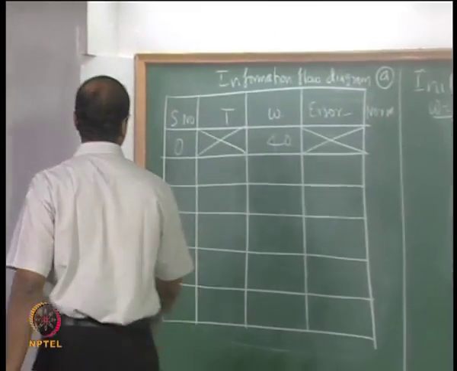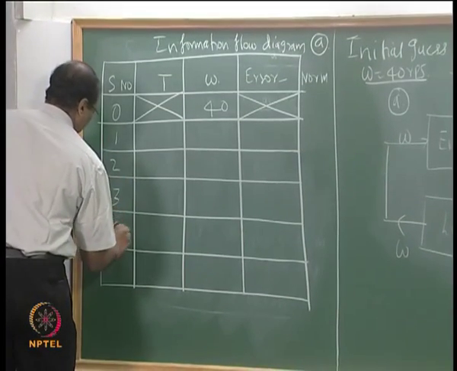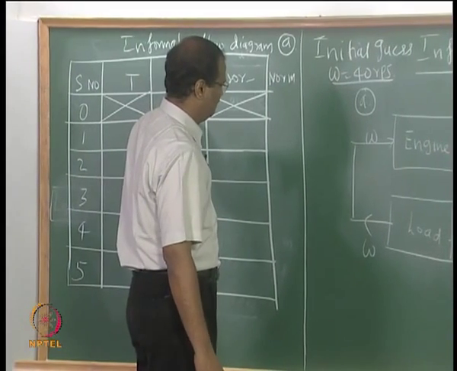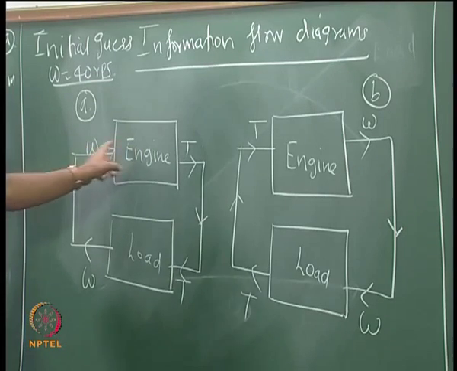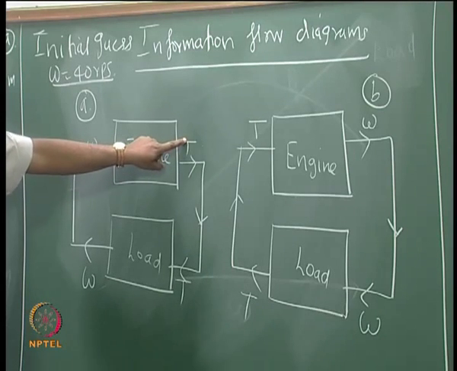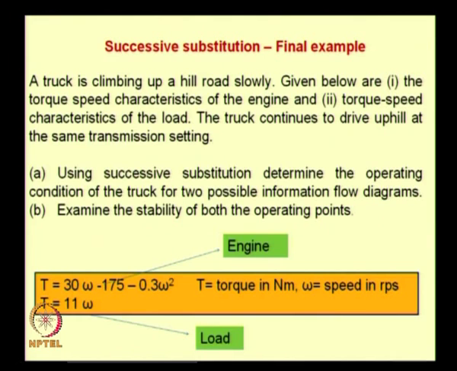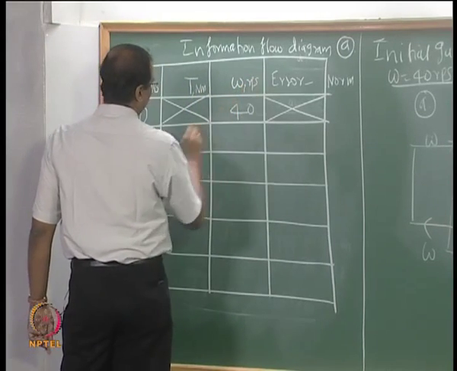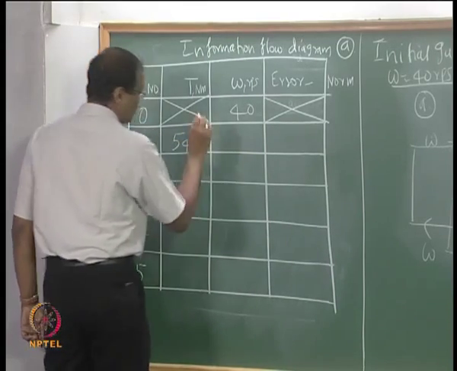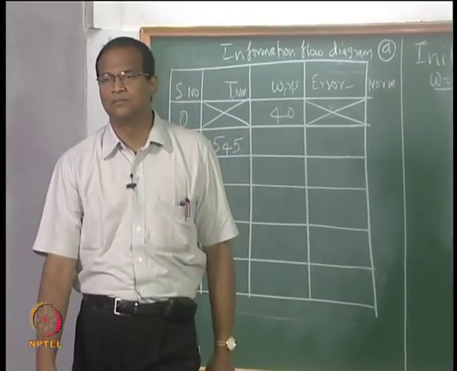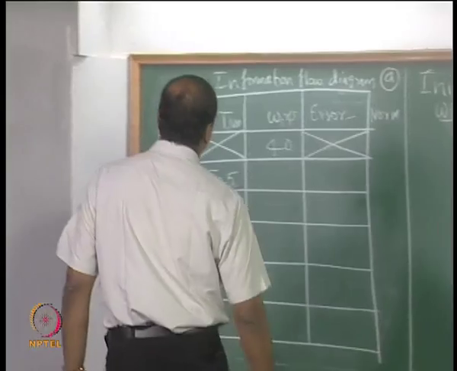Now, let us go to iteration 1. So, from omega I have to calculate t, is it? What is the t you are getting? 545, that is good. T is in Newton meter. 545 divided by 11, 49.55.